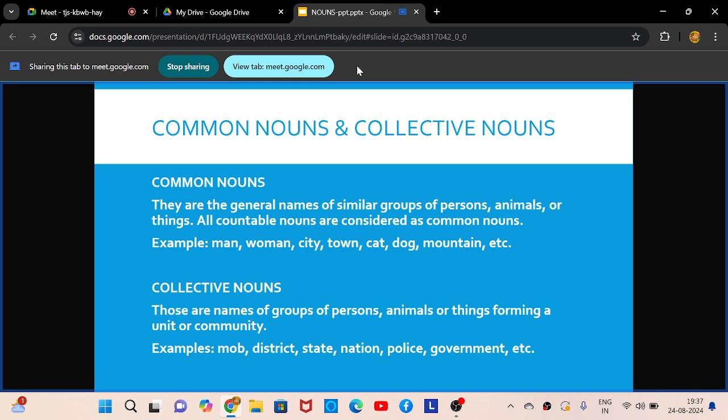Something which is common or general is called a common noun. So, common nouns are the general names of similar groups of persons, animals or things.